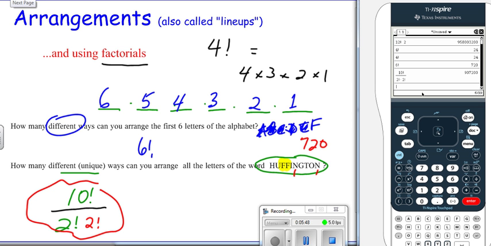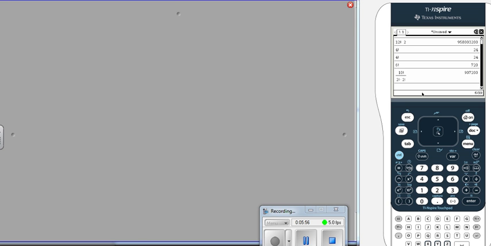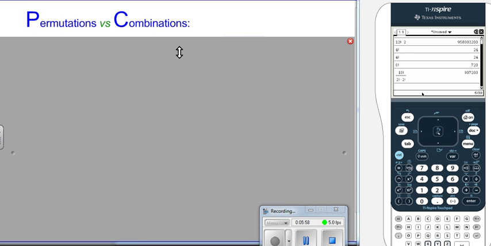Okay, part 2. Part 1 of today is arrangements. Part 2 of today is permutations and combinations. So let's see what that's all about. Now, the permutations and the combinations, one of these is a review from freshman year. In freshman year, the only thing you worked with were permutations. And you might remember what the permutations look like.